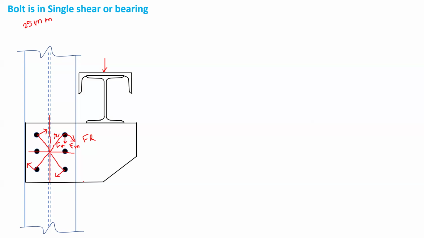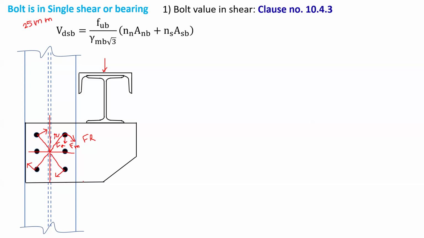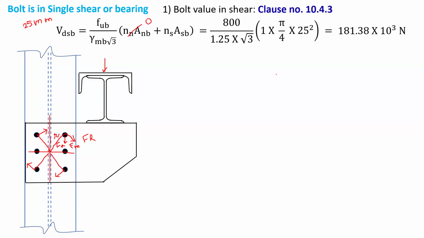So now we will have single shear and bearing. So bolt in shear, so we have this formula. Now we are considering our failure is in shank, and as our failure is in shank, so my value of n_n into A_nb becomes 0, and we will get this value 181.38 into 10 raised to 3 Newton.